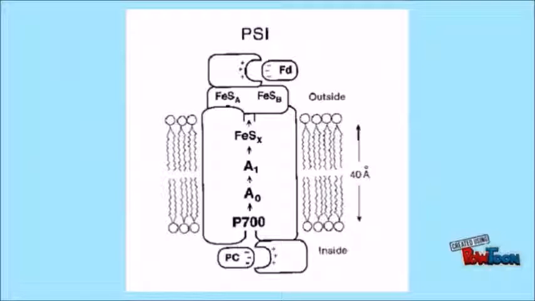This reaction center, known as P700, is oxidized and sends a high-energy electron to reduce NADP+ to NADPH. This process illustrates oxygenic photosynthesis, wherein the first electron donor is water and oxygen is created as a waste product. Cytochrome B6F and ATP synthase work together to create ATP.